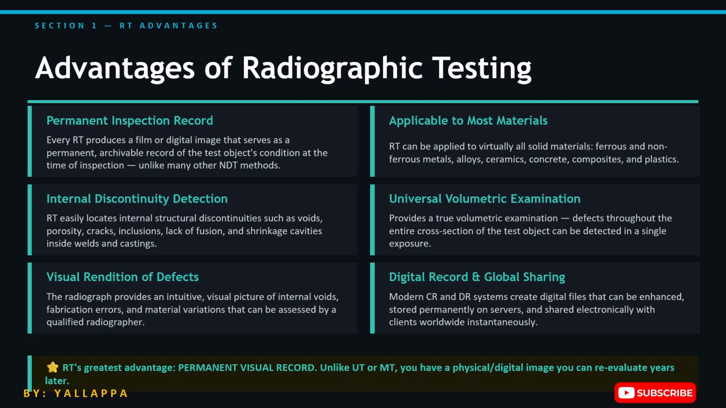But don't confuse the presence of an image with automatic acceptance. The radiograph tells us what the technique has revealed. A qualified person must then interpret the image and apply the appropriate code or specification. Modern CR and DR systems add another advantage: digital images can be stored, transmitted, enhanced, and reviewed electronically.